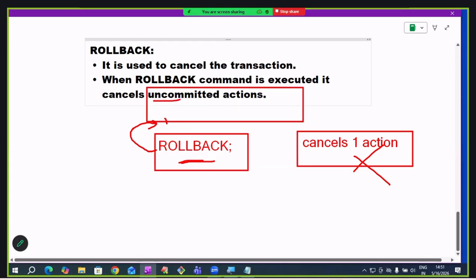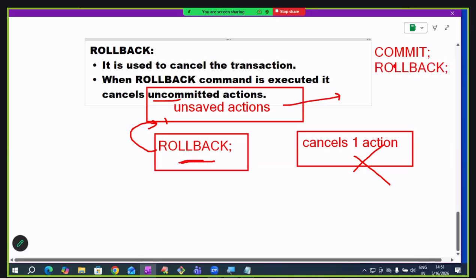Remember this. Commit means save. Uncommit means unsave. Rollback cancels unsaved actions. Committed actions cannot be cancelled by rollback. That is why after commit, you cannot use rollback. If you write commit here and after this write rollback, the rollback command will be executed. But how many actions are cancelled? Zero actions, because rollback can cancel only uncommitted actions, not committed actions.